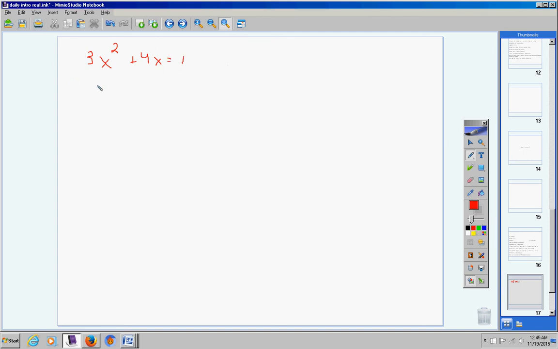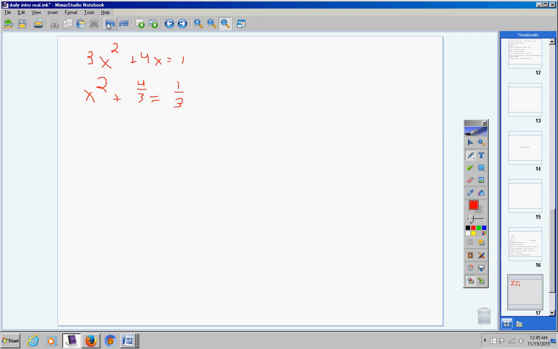Next, divide everything by 3. So divide this by 3, you're left with x squared. Divide 4 by 3, and you're left with 4 thirds. Divide 1 by 3, and you're left with 1 third. Now, I divided by 3 because that was the x squared coefficient.